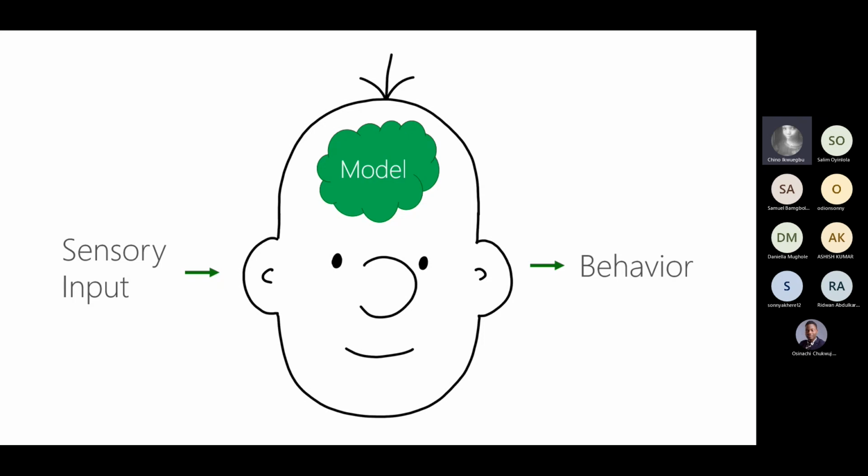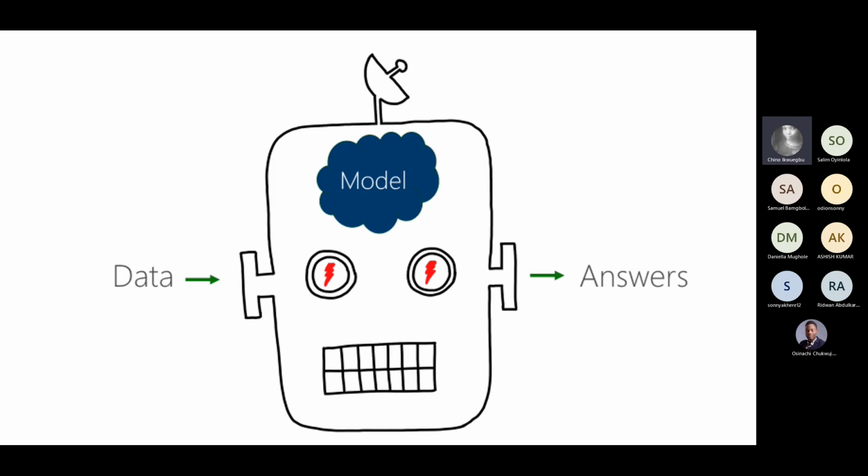It can be applied to a robot. You feed this robot data, and the data can be in numbers, in text, and in images. Instead of a brain, the robot has a model, and this model is built with algorithms. When you send this, the data is going to go into the model, and the model is going to give an answer.